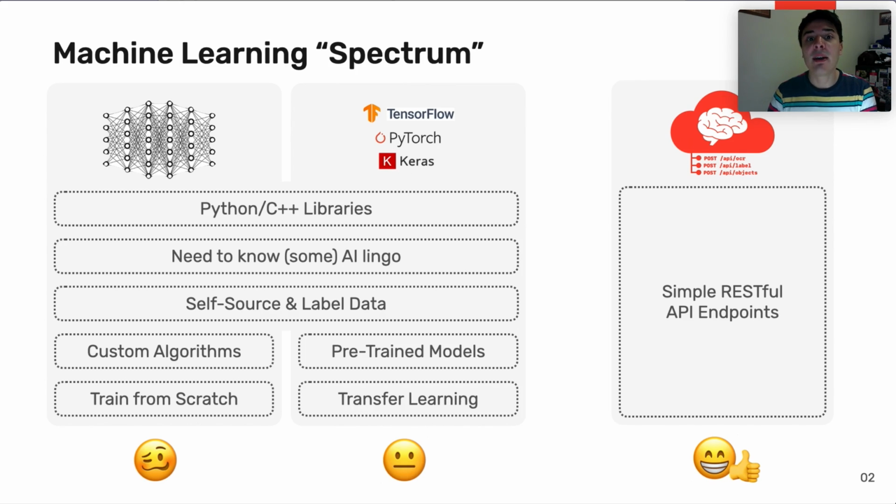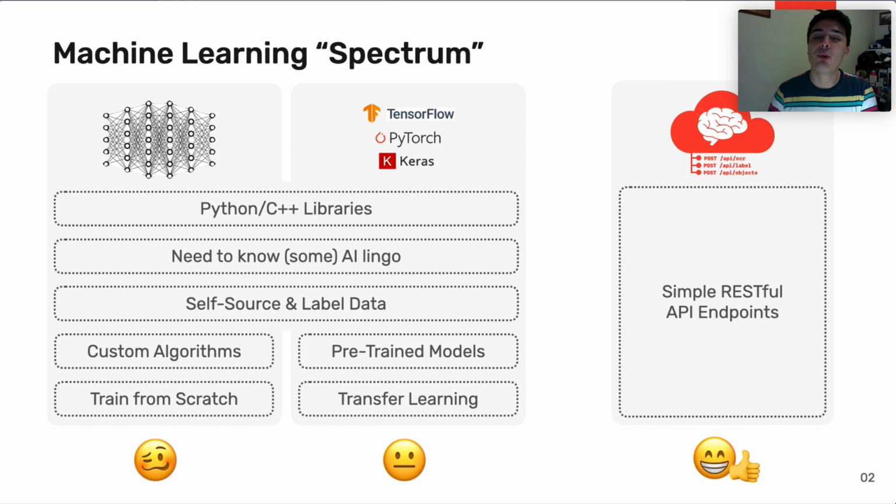On the left-hand side, developers can set up a training infrastructure and implement machine learning algorithms themselves, but this can be quite a challenge without expertise. An abstraction on top of this would be to use a machine learning framework like TensorFlow to plug in pre-trained models. However, it still requires a basic understanding of machine learning principles.